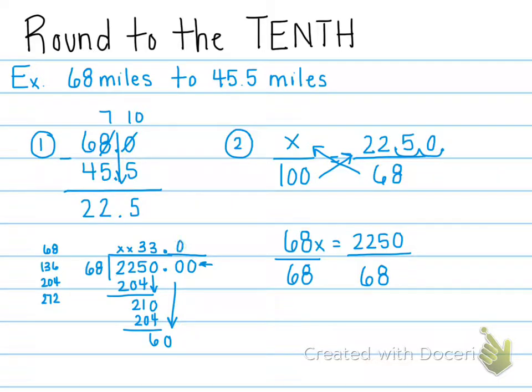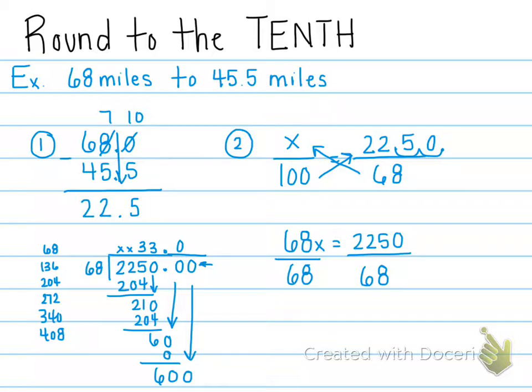68 does not go into 60, so that is 0. And now I just need to know how many times 68 goes into 600. So I really just need to know if it's going to be more than 5 or less than 5, to tell you the truth, because if it's 5 or more, I know that 0 is going to round up to a 1. So if I do 272 plus 68, I get 340. 340 plus 68, I get 408.